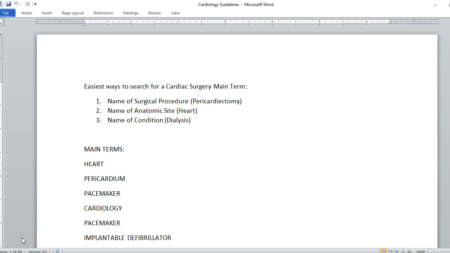Hello, coders. Today we're talking about cardiology surgery, or cardiovascular surgery. The first thing I want you to keep in mind is, don't forget, remember, at the beginning of each subsection in surgery, there's going to be an anatomical picture.